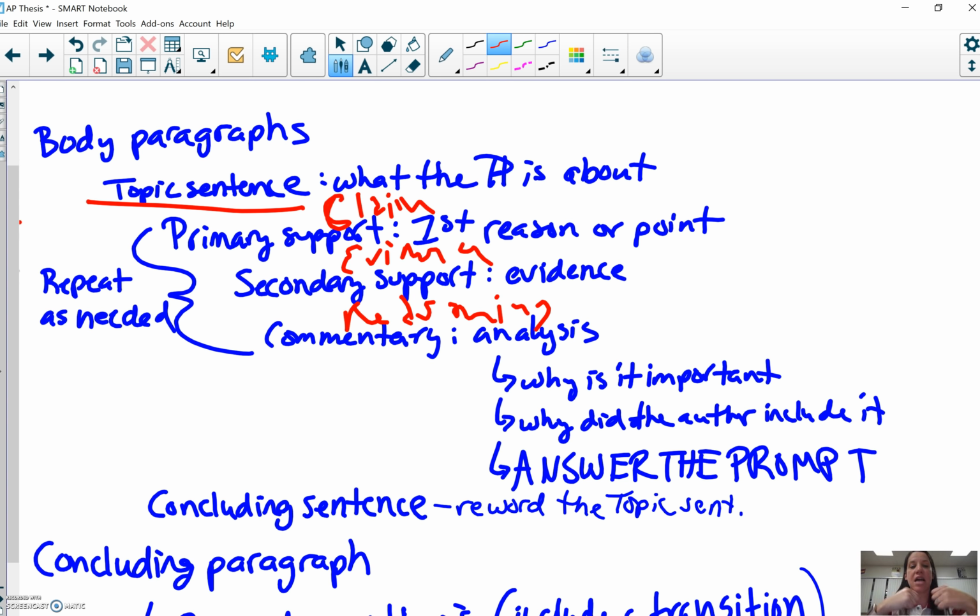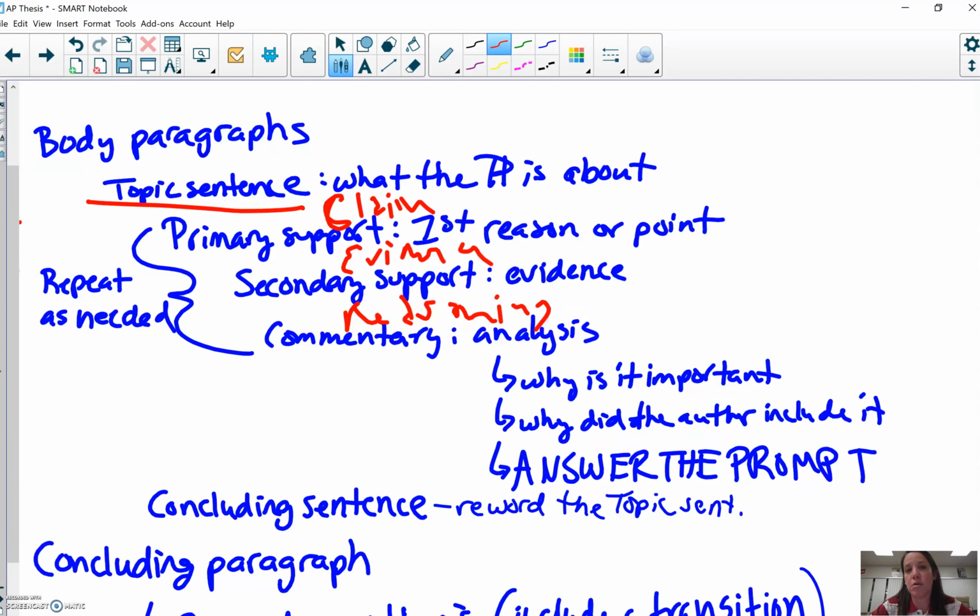This is, again, that analysis is in there, in that reasoning part. So you're going to repeat SIR as many times as you need and as many body paragraphs as you need. That's going to be up to you. That's part of your organization, which, remember, is part of the rubric.